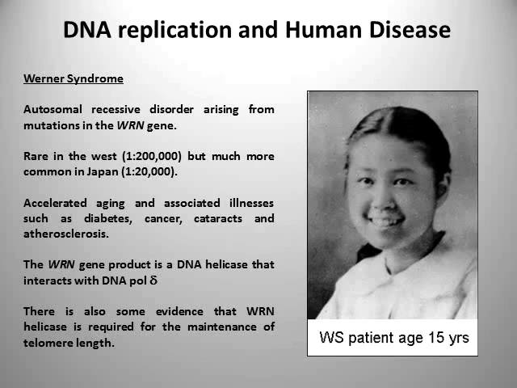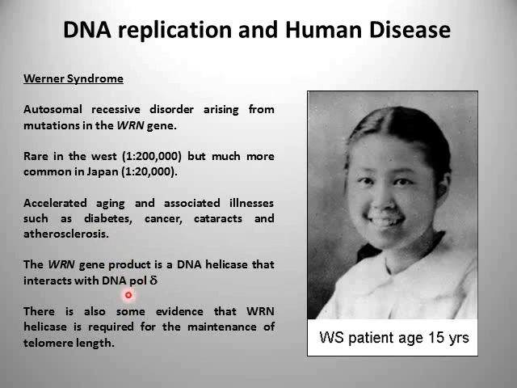Well, there's a very rare syndrome called Werner's syndrome that arises from mutations in the WRN gene. WRN is actually a DNA helicase that's known to interact with DNA polymerase delta, so it's involved in the unwinding of the double-stranded DNA template during DNA replication. And when you get mutations in this, interestingly, the symptoms include cancer, which you'd associate obviously with errors in DNA replication, but also accelerated aging and associated illnesses with accelerated aging, such as diabetes and atherosclerosis, etc.